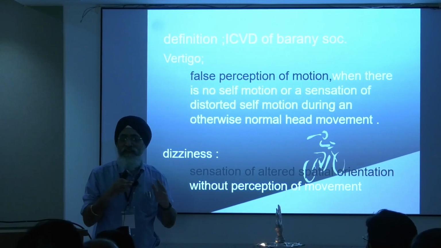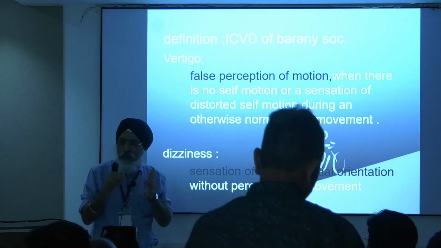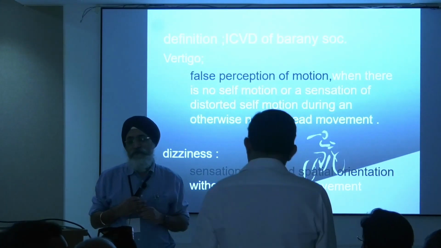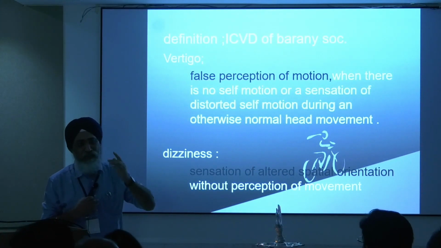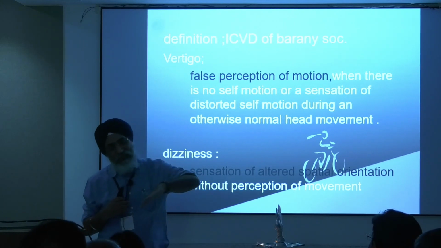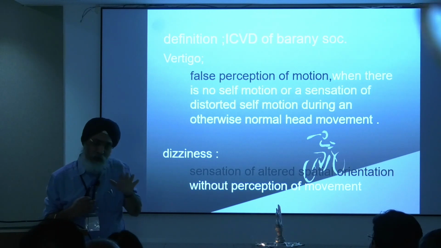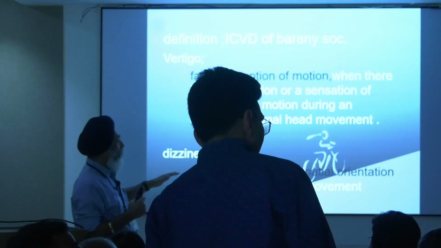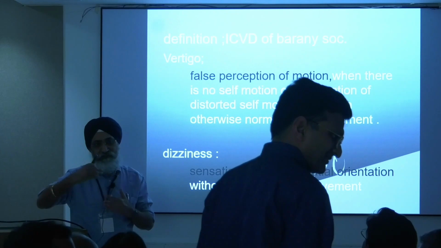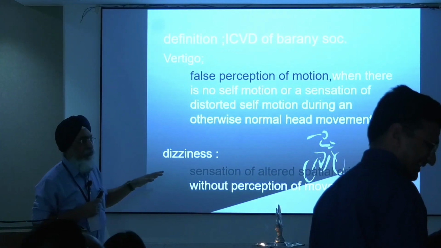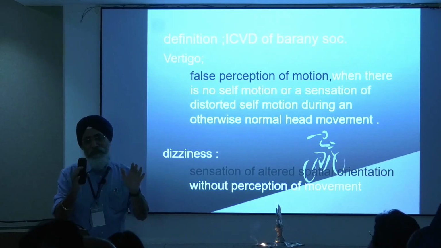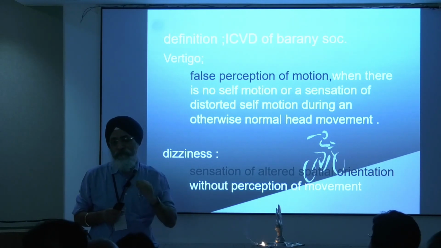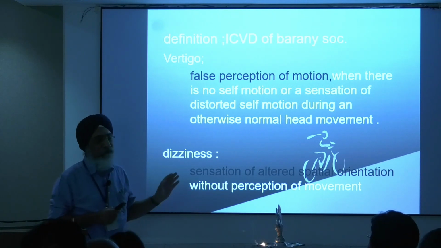Now vertigo is defined as an illusion of movement. So movement is not there, but the patient feels there is some kind of movement. The movement can be anything: it could be spinning, rocking, tilting, or a sinking feeling. All this comes under the definition of vertigo. And when there is no sense of motion, but there is a spatial disorientation, that comes under the definition of dizziness. So now things have become much simpler. When there is a sense of illusion, it is vertigo. And when there is no sense of motion, it is dizziness.